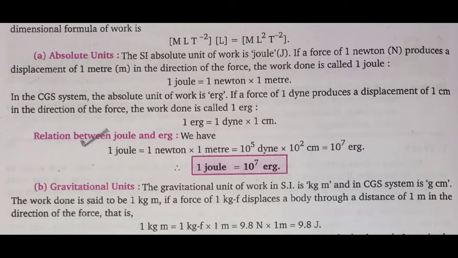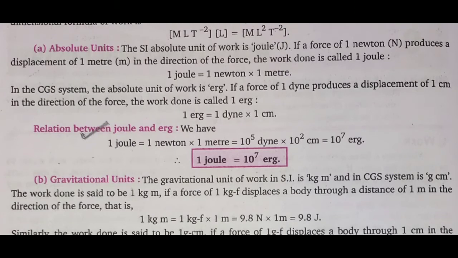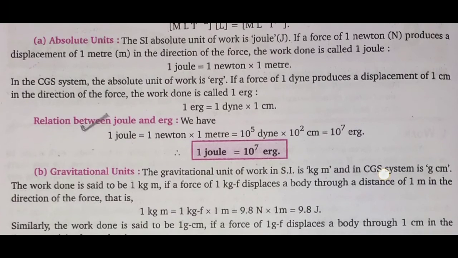If the force of 1 Newton produces a displacement of 1 meter in the direction of force, then the work done is called 1 joule. तो उसे हम 1 joule वर्क कहते हैं. So 1 joule equals 1 Newton into 1 meter. So 1 Newton meter means 1 joule. आप इसकी डायमेंशन यानी dimension of 1 joule क्या है, आप जान रहे होंगे अब तो. Dimension of 1 joule.